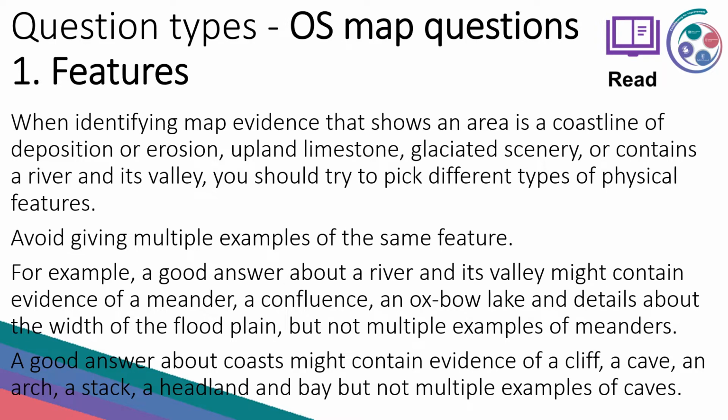For example, a good answer about a river and its valley might contain evidence of a meander, a confluence, which is where a river or a tributary river meets the main river, an oxbow lake, and details of the width of that floodplain, but not multiple examples of a meander, for example. So just make sure you don't repeat yourself. And then it says a good answer about a coast may contain evidence of a cliff, a cave, an arch, a stack, headland and bay, but not multiple examples of these. Now, that's hopefully fairly straightforward and common sense, but let's look at what it would look like in practice.